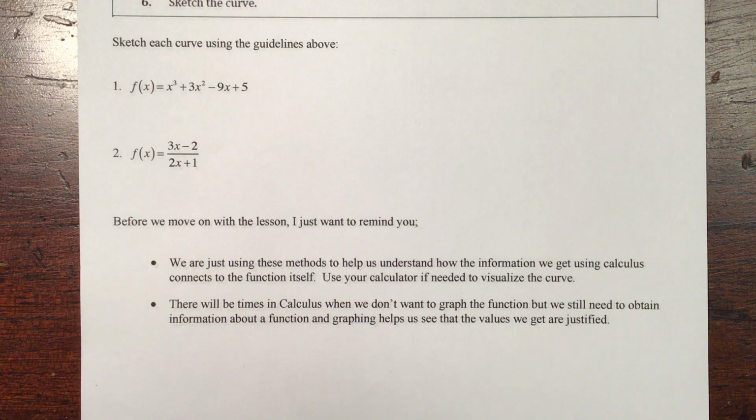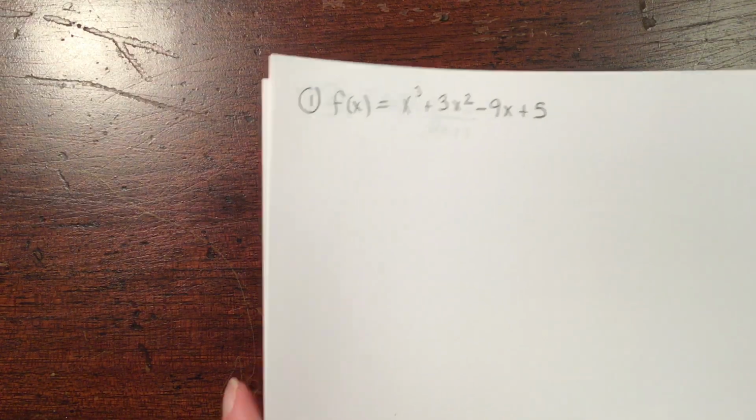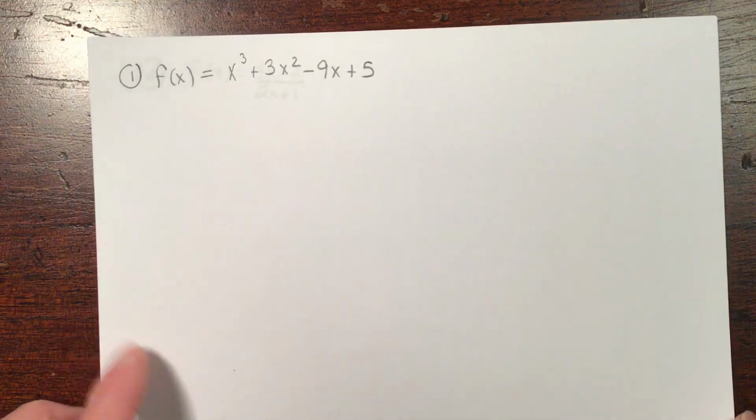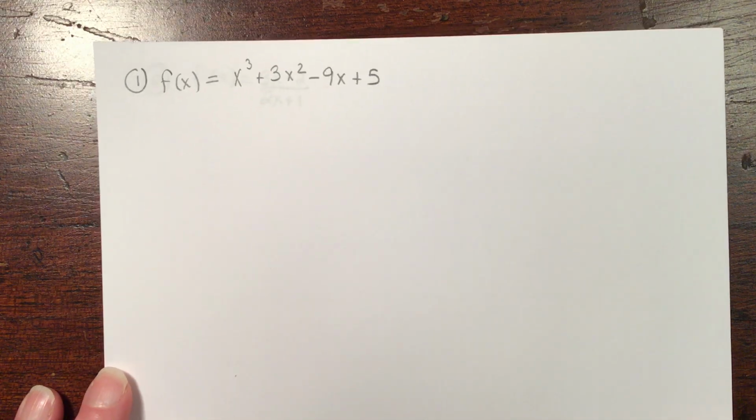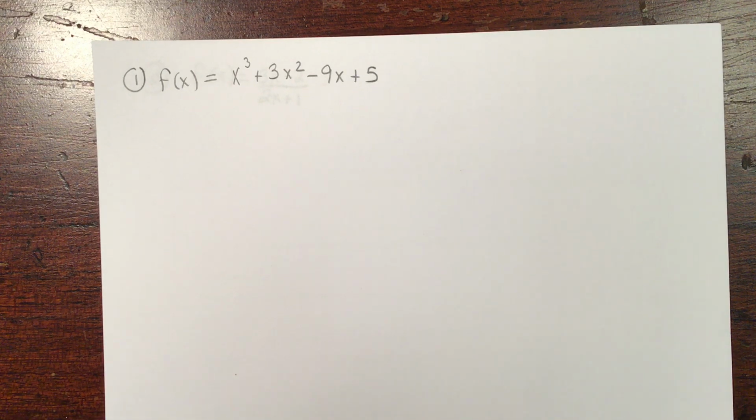We're going to use our calculator if we need to visualize the curve. That's okay. There will be times in calculus when we don't want to graph the function, but we still need to obtain information about a function. And graphing now helps us see that the values we get are justified. Okay, so we're going to begin with our first curve, and that's going to be f of x equals x cubed plus 3x squared minus 9x plus 5.